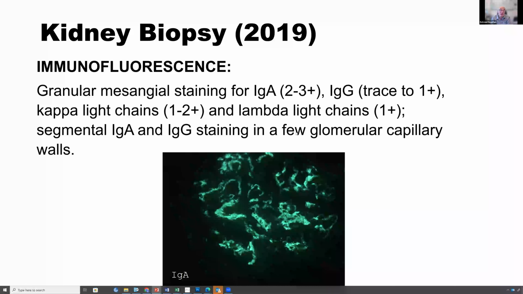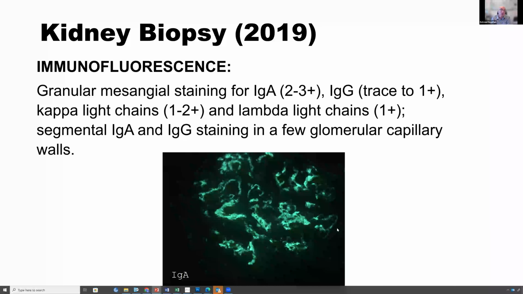There was also trace to 1 plus staining for IgG, 1 to 2 plus staining for kappa, and 1 plus staining for lambda light chains. And segmental peripheral capillary wall staining in some of the glomeruli, not in all of them. Okay, all right, so now let's look at the electron microscopy.